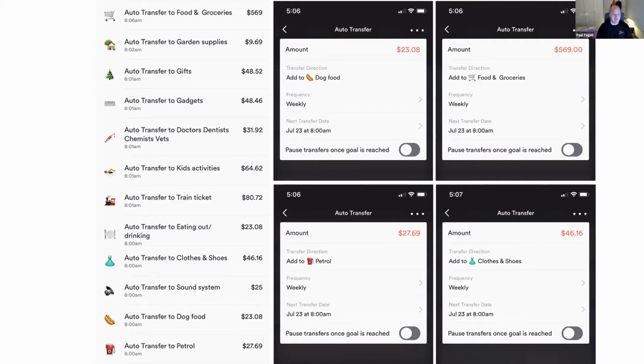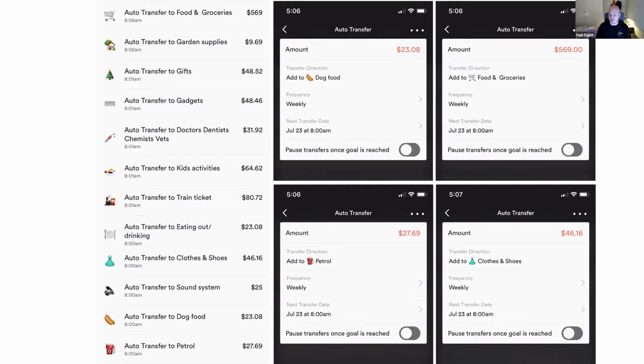And it sounds pretty exacting, or maybe some people would say a little bit OCD, but this whole system is definitely not about being a miser. I live really well. So some of the savers like food and groceries fill up every week, whereas others like dog food take 2 months to fill up. And that's because for dog food, $23.08 gets pushed into a saver every week. And then in 2 months, I have enough money to buy 2 bags of dog food, which is enough for the dog to eat for 2 months, as well as all the treats they get.